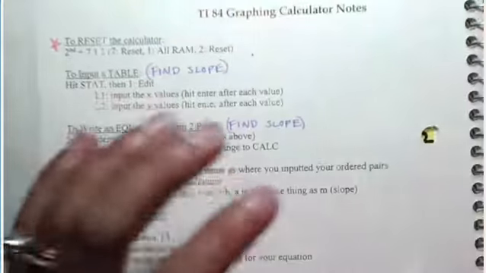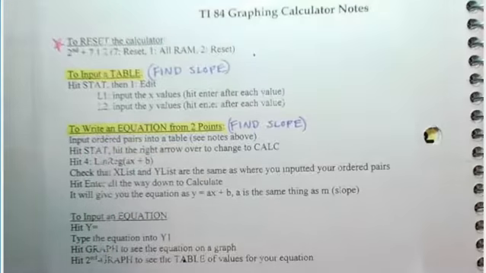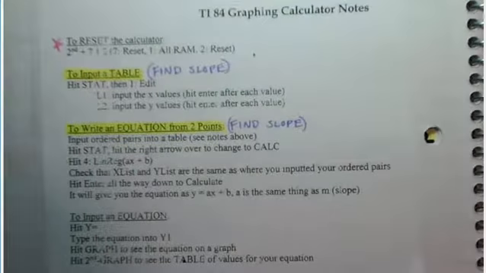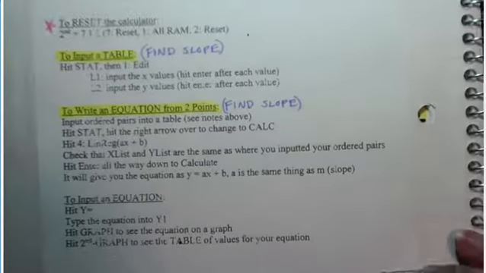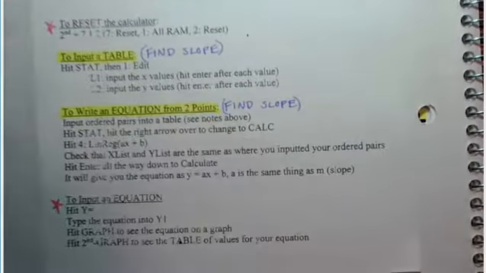The next two I want you to highlight. There's actually a way you can find the slope on your calculator from 2 points in a table just by entering it in. And I didn't want to show you this until now. So make sure you highlight those. Those are the two ways to find the slope. And then the last way is just how to type an equation into your calculator.